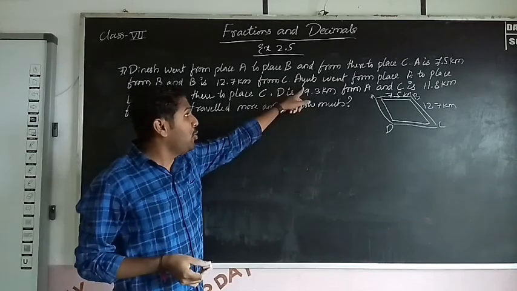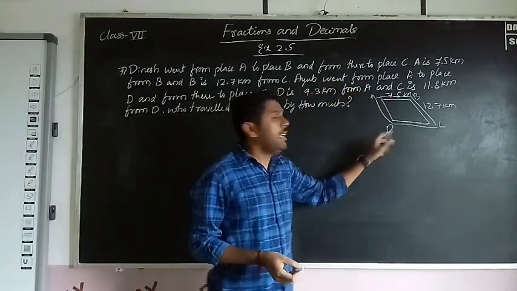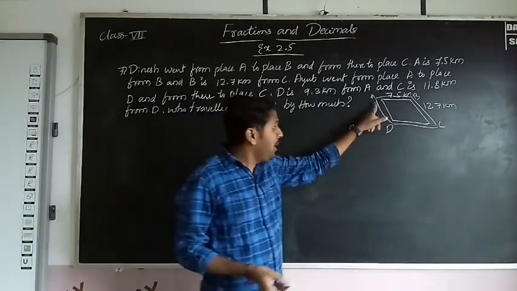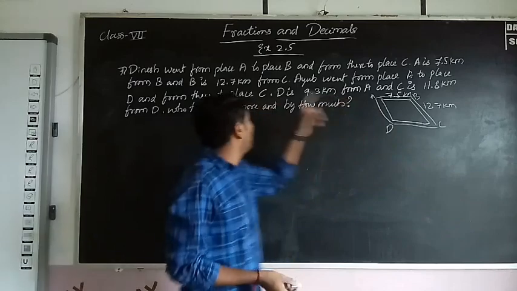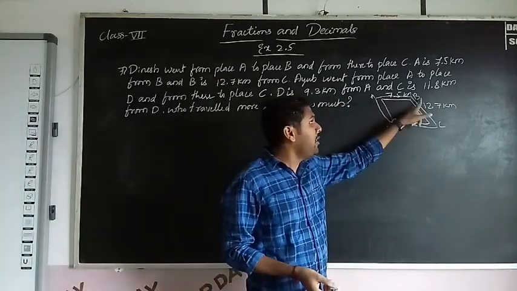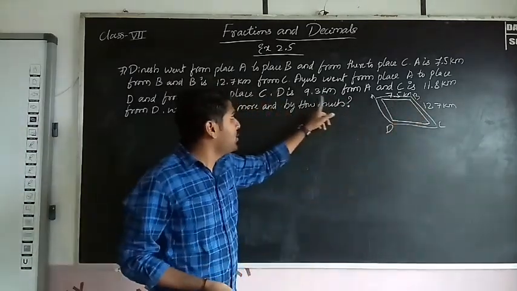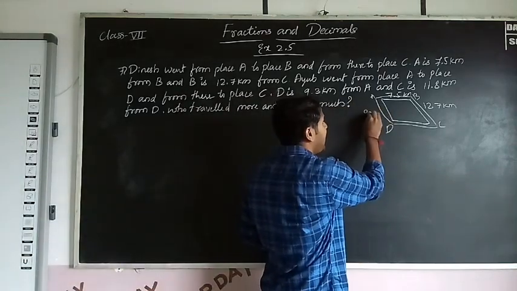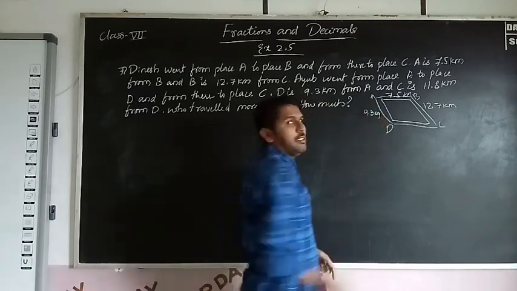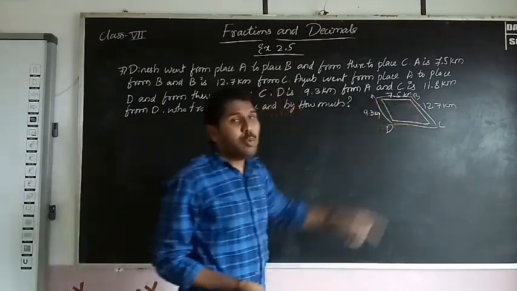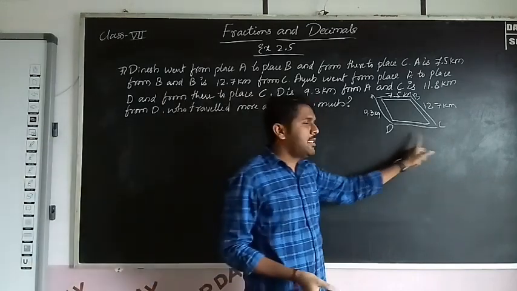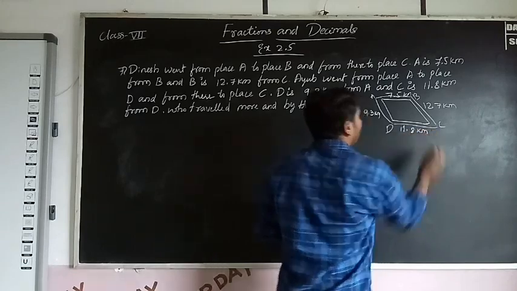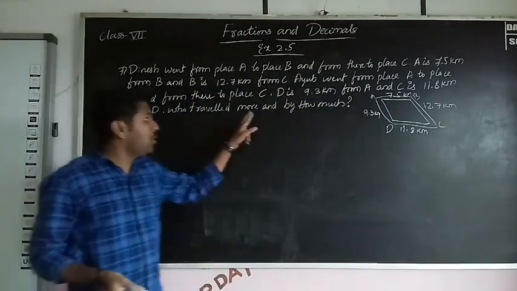Next, Ayub went from place A to D and from there to place C. Ayub went from A to D and to C. But Dinesh went from A to B, after that to C. So D is 9.3 km from A. That means A and D distance is 9.3 kilometer. And C is 11.8 km from D. Distance between C and D is 11.8 kilometer. So who traveled more and by how much?